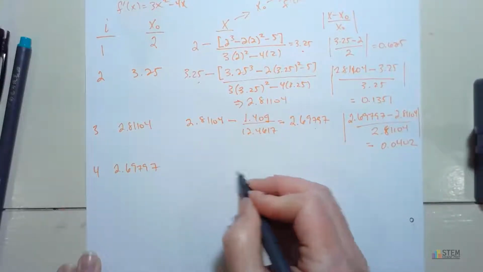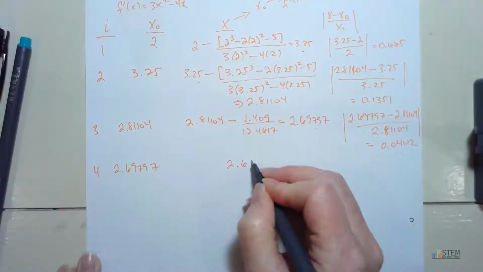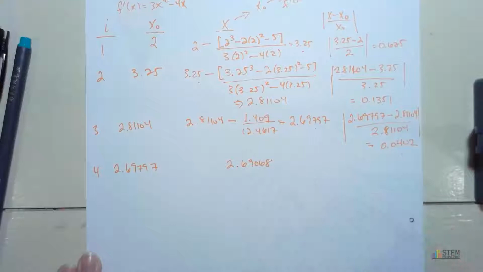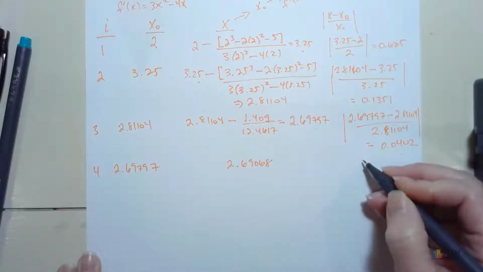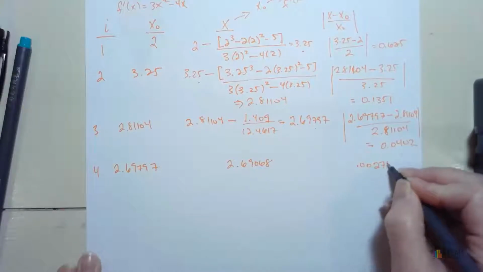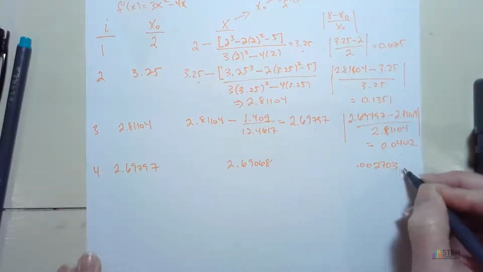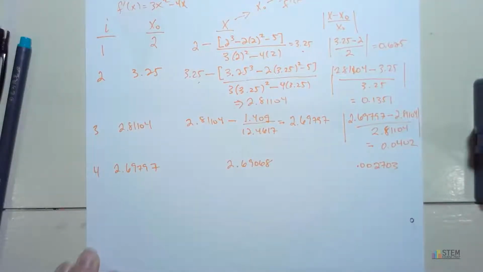And then when you do this calculation with this value, you'll get 2.69068. And then that will give you the tolerance over here, or not the tolerance, but the value of 0.002703. This still doesn't meet tolerance. So let's go one more time and hopefully we'll be done.